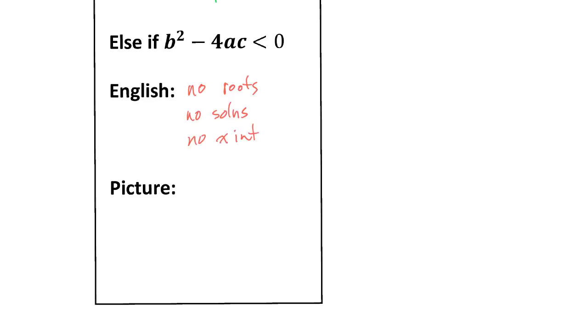We're literally saying that there are no roots, there's no solutions, and there's no x-intercepts, right? So what does that really mean pictorially? Pictorially, it looks like this. We have a parabola that's either opening up that doesn't touch the x-axis, or it opens down and doesn't touch the x-axis. That's it. That's all it is.